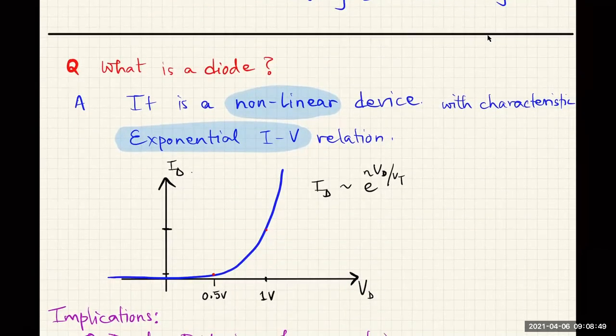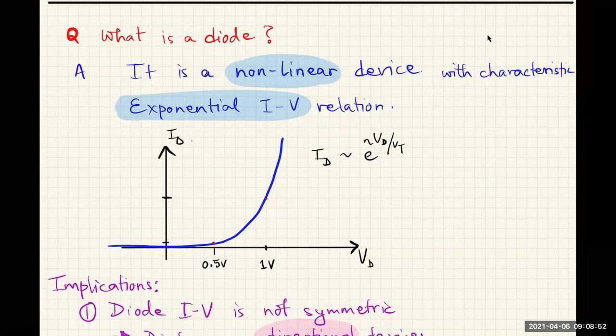Okay, so the first question for today is, what is a diode? A diode is a circuit element which is characterized by its exponential current voltage relationship. We've seen devices like resistors, which have a linear IV relation. We have seen capacitors and inductors, which have a differential IV relation in time domain and a complex IV relation in frequency domain. Now we are looking at this new kind of device, a diode, which has a nonlinear and particularly an exponential relation between the voltage across the diode and the current through it.